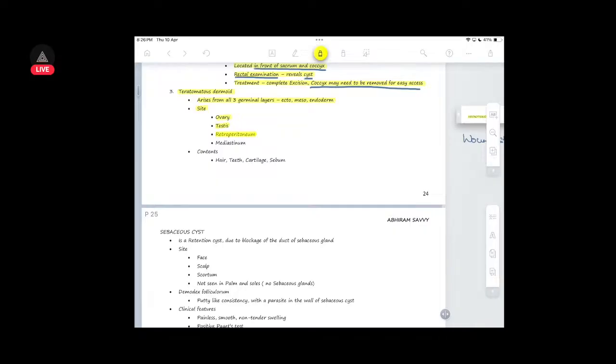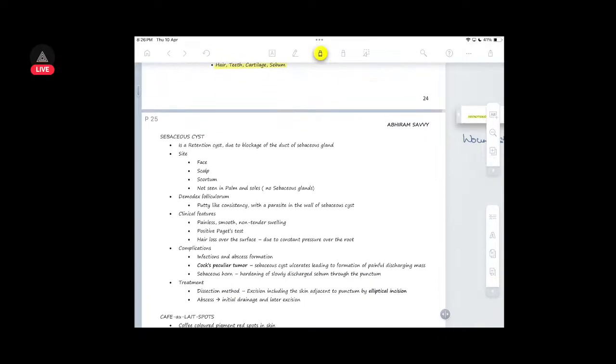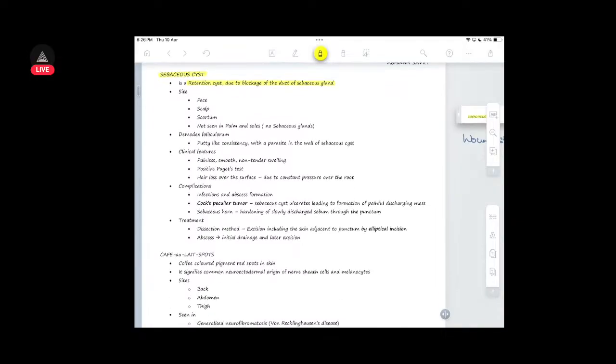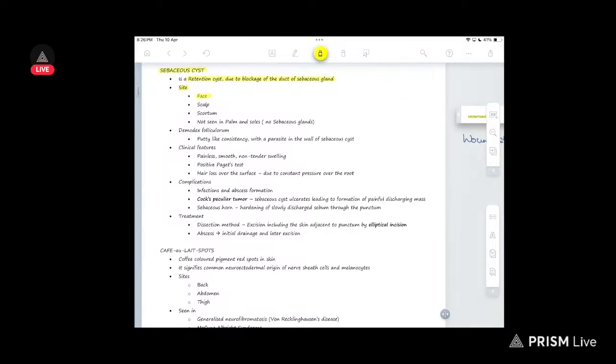The sites are ovary, testis, retroperitoneum, and mediastinum, and it contains hair, cartilage, and sebum. Then you have sebaceous cyst, which is a retention cyst due to blockage of the duct of the sebaceous gland. So it is located in the face, scalp, scrotum, and not seen in palms and soles, because there are no sebaceous glands over there.